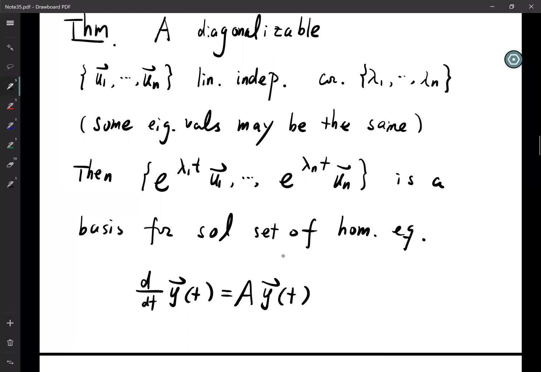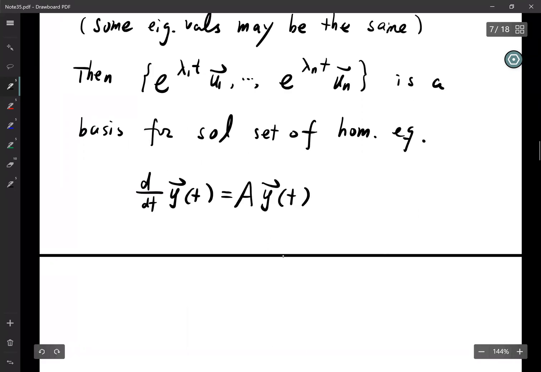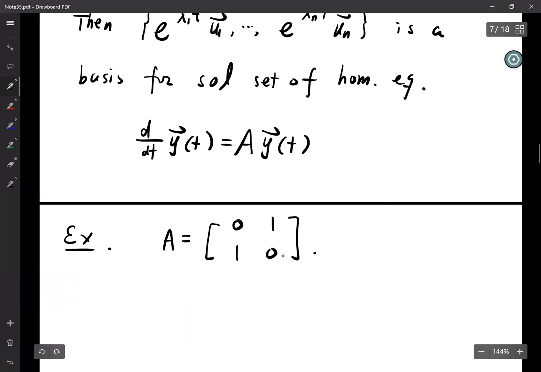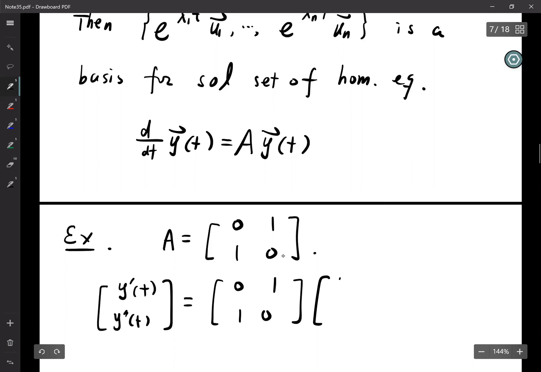Okay. So let me give you an example. Let's say the equation is always like this. The matrix A is 0, 1, 1, 0. First of all, let's look at what this equation is. What I'm writing here is y double prime t equal to 0, 1, 1, 0 times y prime t.